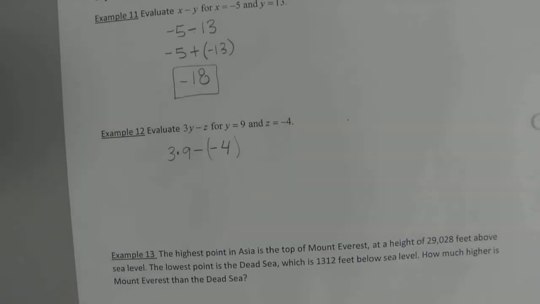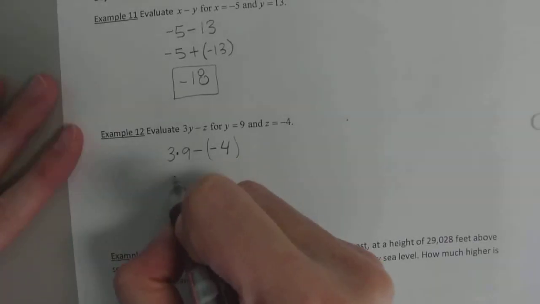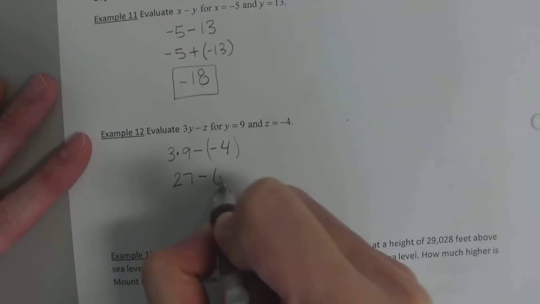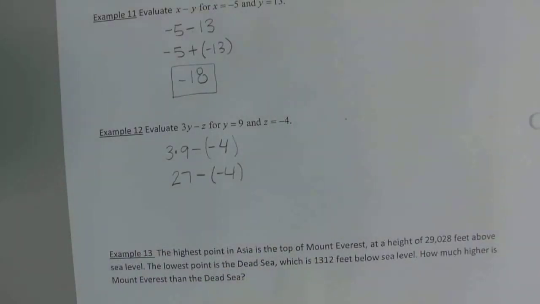All right, order of operations. We have two operations going on. We have multiplication and we have subtraction. Which one do we need to do first? Multiplication. What is 3 times 9? Use your fingers, use the 9 trick. What is it? 27. So we have 27 minus negative 4.